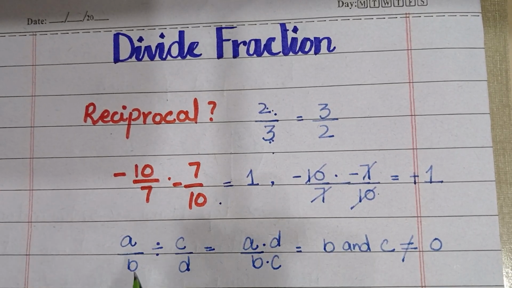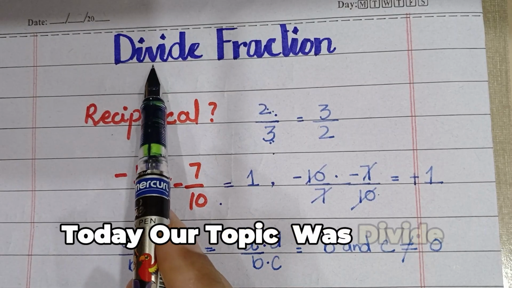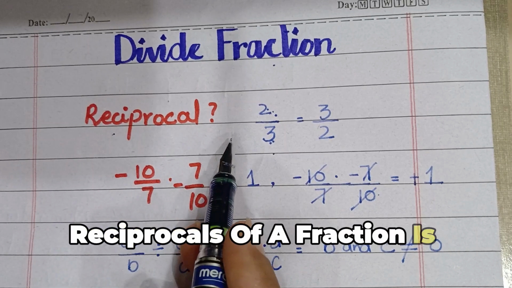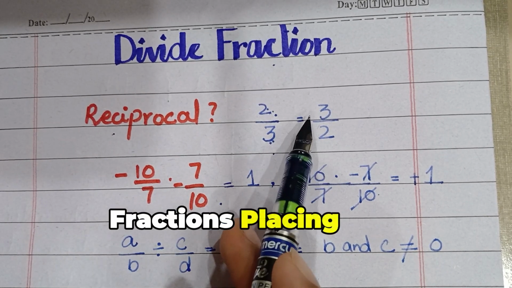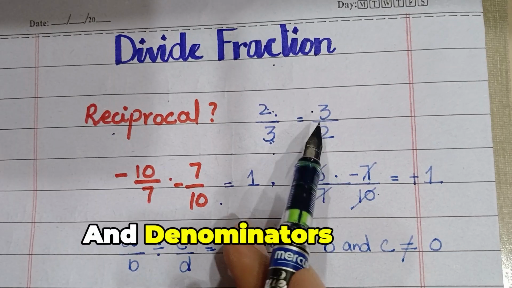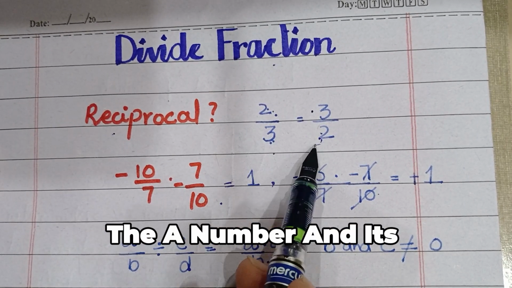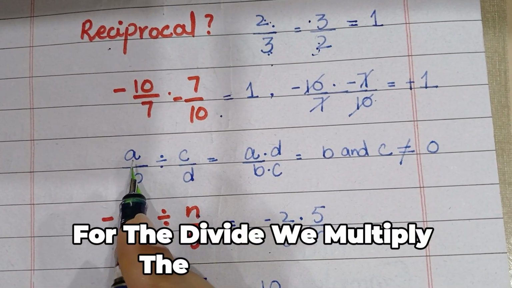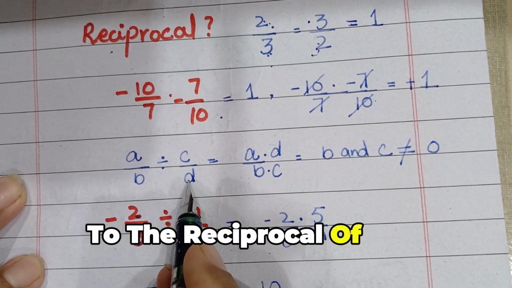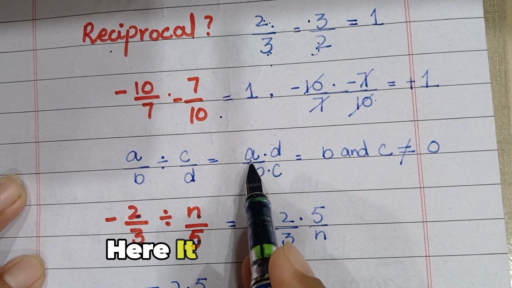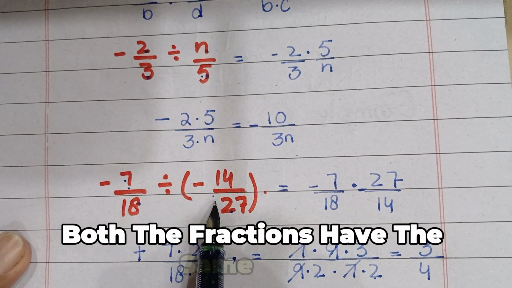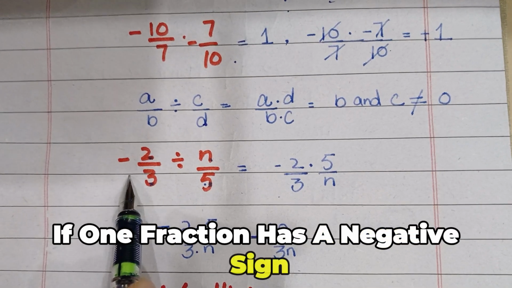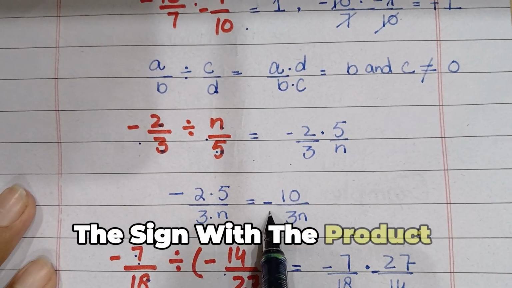Now let's recap. Today our topic was divide fractions, but before that we needed to understand reciprocals. The reciprocal of a fraction is found by inverting the fraction, placing the numerator in the denominator and the denominator in the numerator. A number and its reciprocal multiply to 1. For division, we multiply the first fraction by the reciprocal of the second. Here is the formula. If both fractions have the same sign, the product is positive. If one fraction is negative and the other positive, the sign of the product will be negative.